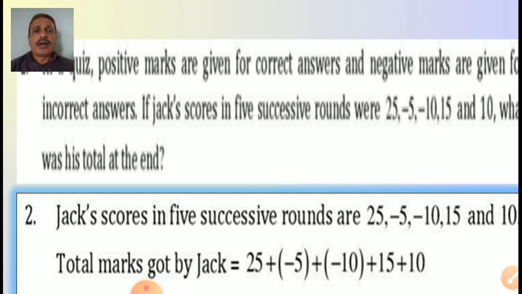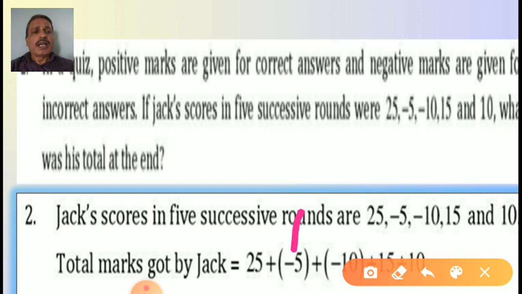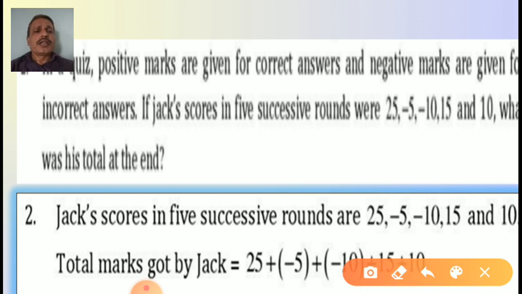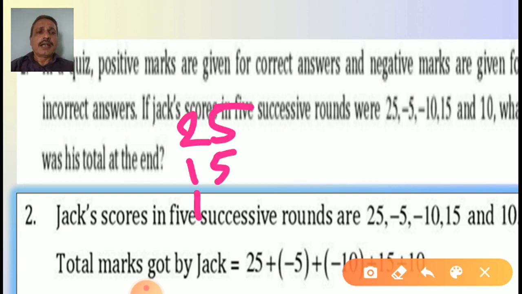Whatever the negative number, we have to put in bracket. Yes, there are 2 times negative number. One is -5 and one is -10. What we have to do here? Very simple. Add the positive number together and add negative number together. See, here positive number is 25, then after 15 and 10. So we can add 25, 15 and 10.